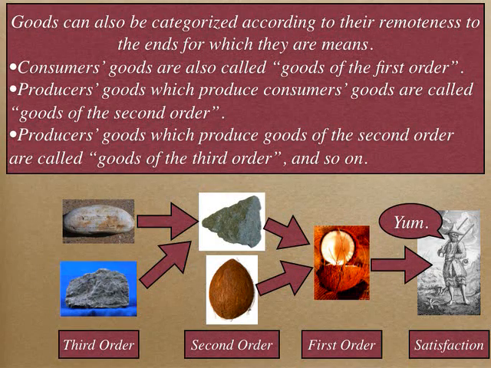Goods can also be categorized according to their remoteness to the ends for which they are means. Consumers' goods are also called goods of the first order. Producers' goods, which produce consumers' goods, are called goods of the second order. Producers' goods which produce goods of the second order are called goods of the third order, and so on.